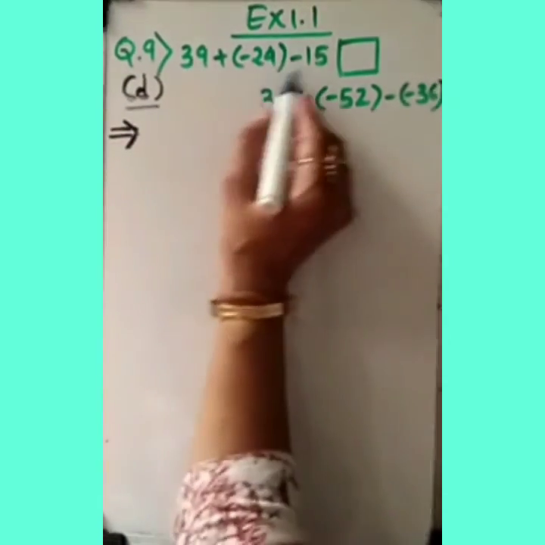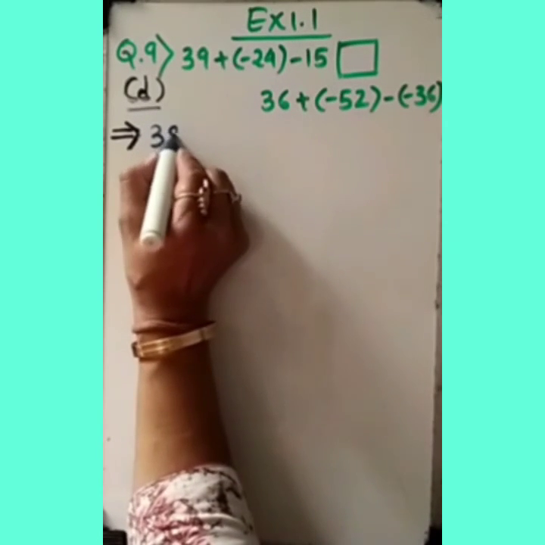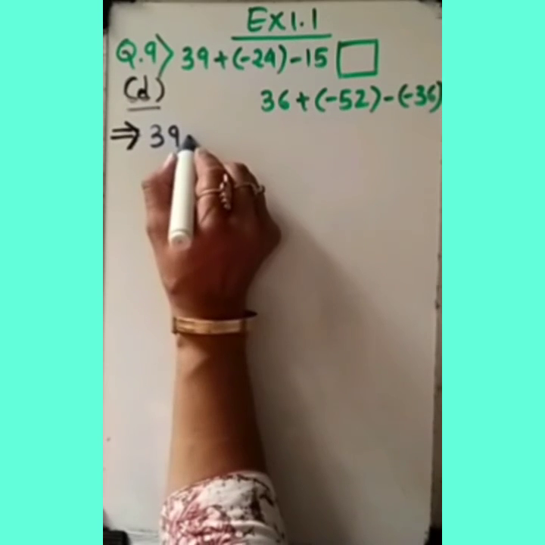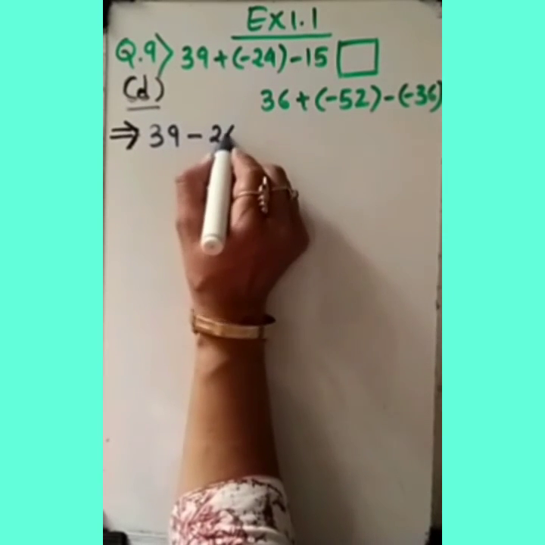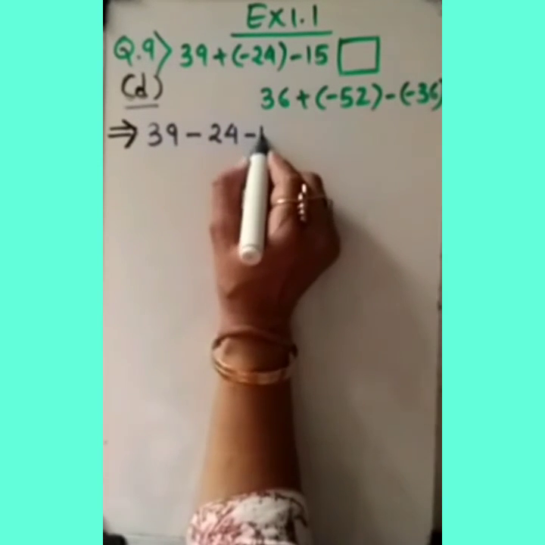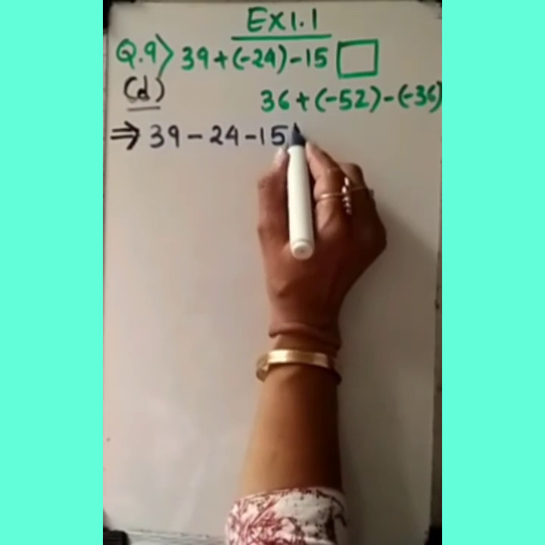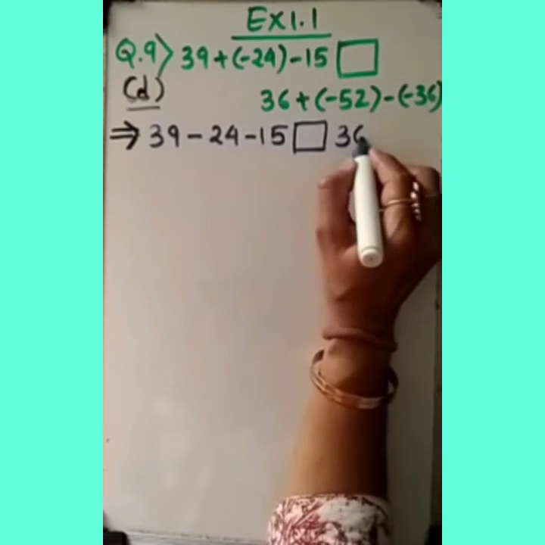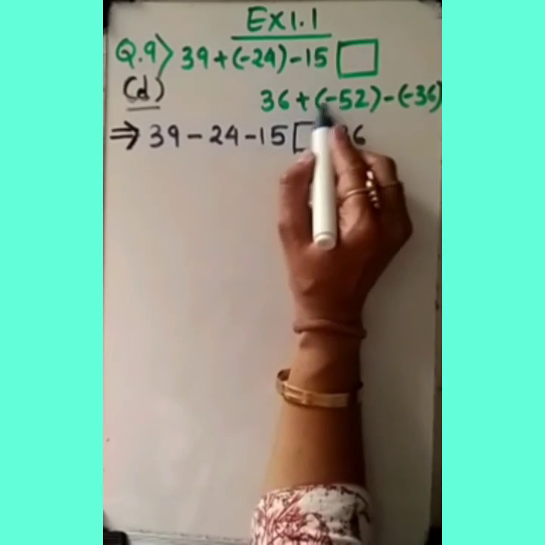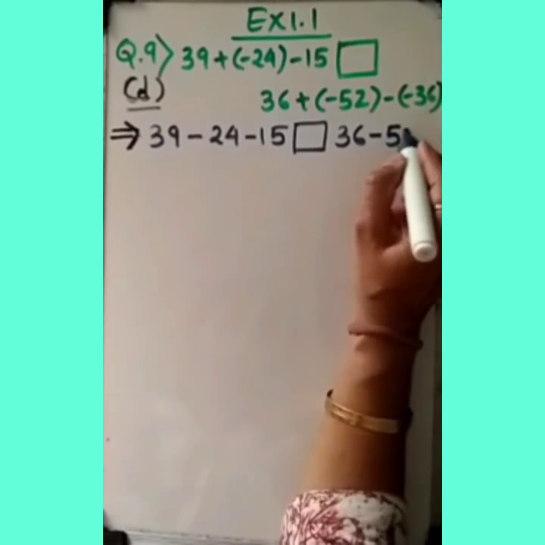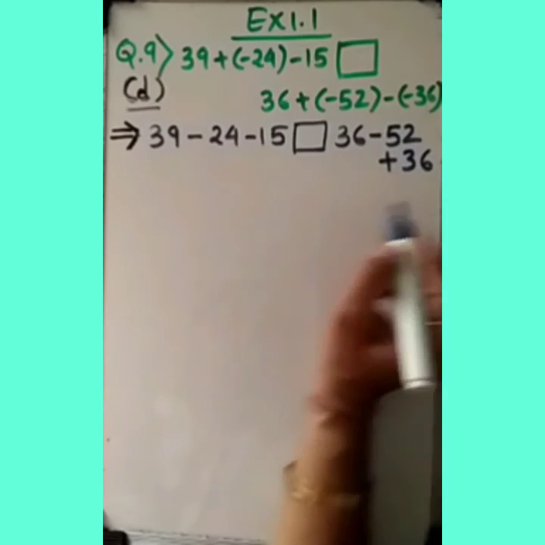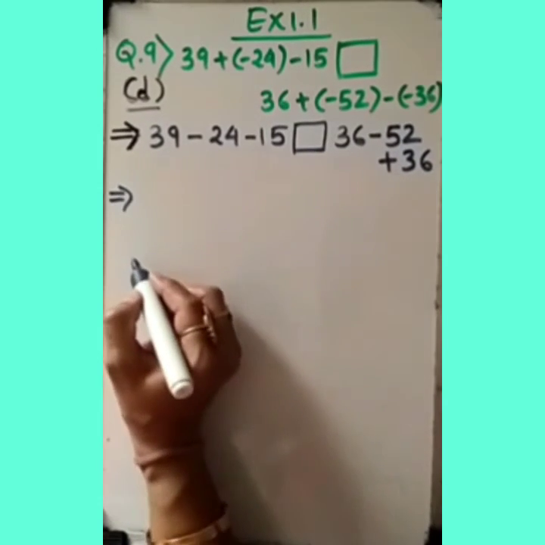As we know, on the left side, here 39 first, plus minus gives the result minus. Okay, and of course this is minus 15. Be careful while writing this step. Then this side also 36 plus minus. Okay, minus minus will be plus. Fine. Let's see the next step.